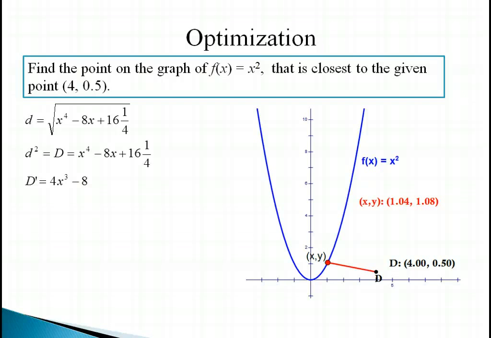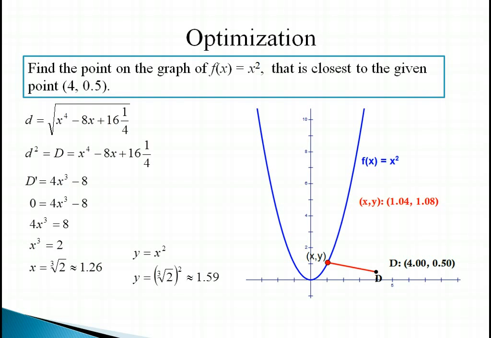So taking the derivative of that, we ended up with 4x to the 3rd minus 8. We're going to set that equal to 0 and isolate x. So I ended up with the cube root of 2, which is about 1.26. Now what we could do from there is figure out what our corresponding y value would be. So I plugged the cube root of 2 and squared it and got y, which is about 1.59.